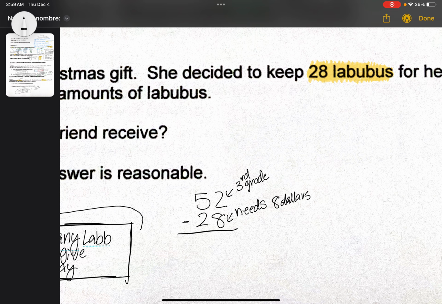But you guys only have $2. Can you spot me some cash? Can you lend me some money? No. So what I need to do, I'm going to borrow from my neighbor.